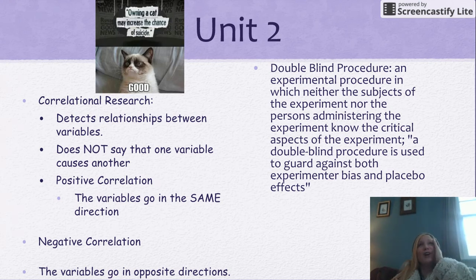more of a negative correlation. So as studying goes up, grades go up. As studying goes down, grades go down. That's a positive correlation because both variables are moving in the same direction.